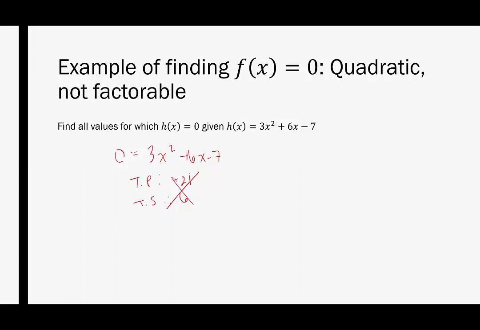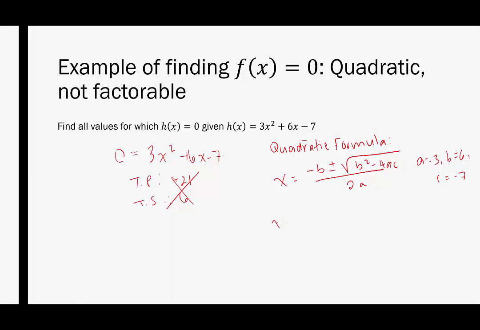So if we start with the quadratic formula, remember the quadratic formula is x is equal to, hold on, let me just finish writing this. Okay, there we go. Quadratic formula, x is equal to the opposite of b plus or minus the square root of b squared minus 4ac, all over 2a. In this example, a is 3, b is 6, and c is negative 7. So when we plug in, we get x is equal to, the opposite of 6 is negative 6, plus or minus the square root of 6 squared minus 4 times 3 times negative 7, all divided by 2 times 3.